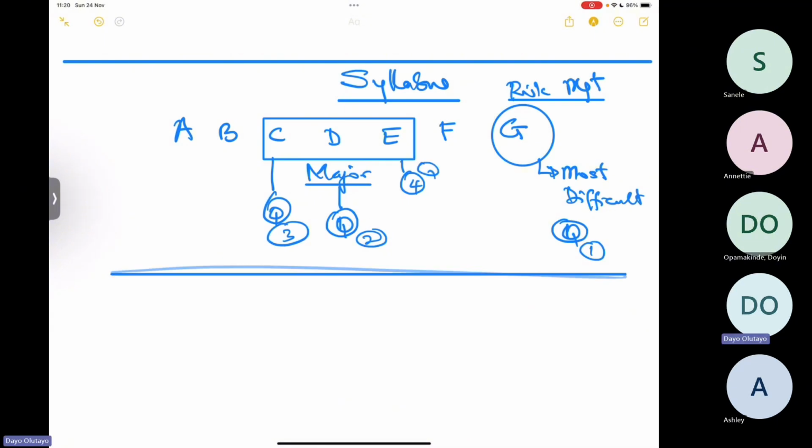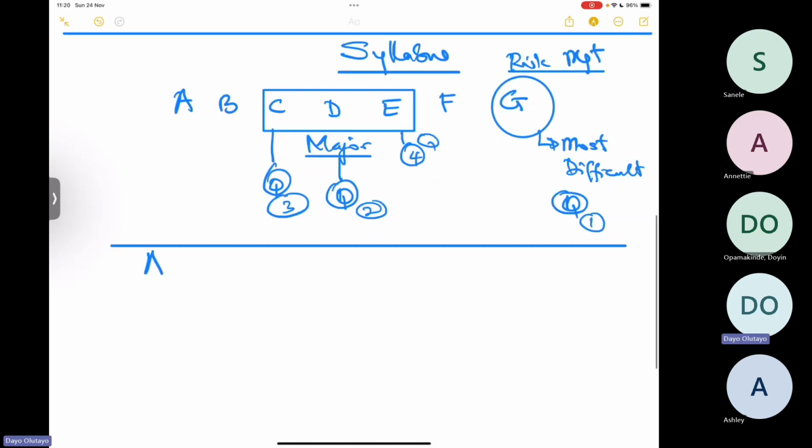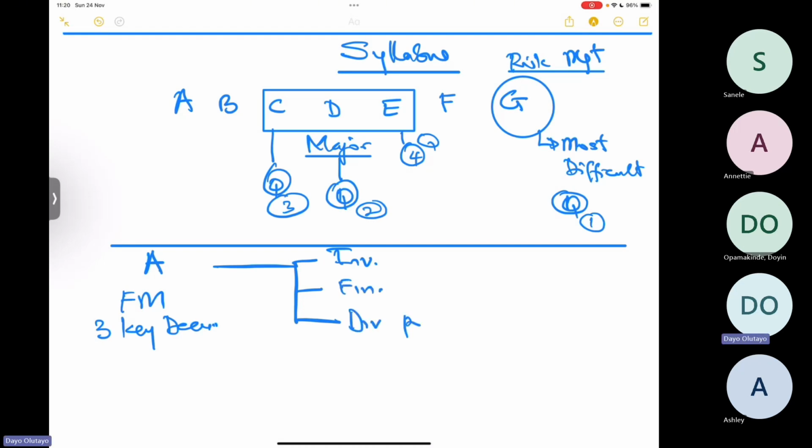Now, section A. Section A is a very short part, and all you need to know for exams in section A is the purpose of financial management. The purpose of financial management is to allow FM take three key decisions. And what are those three key decisions? You have the investment decision, the financing decision, and dividend policy.